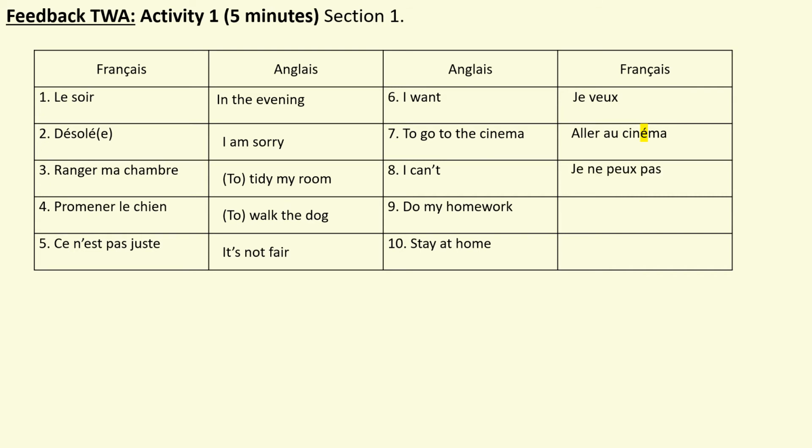I can't is je ne peux pas. And then do my homework is faire mes devoirs. Okay. And then stay at home is rester à la maison or chez moi. And I've highlighted the accent on a because I know some of you didn't know how to do the accents on your computer without having them available to copy and paste. So rester à la maison is to stay at home or at the house, and rester chez moi is to stay at home. So both were possible answers. Well done. Pause if you need to just double check those answers. Press play when you're ready to go on.